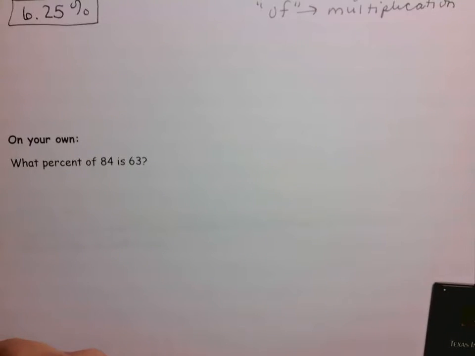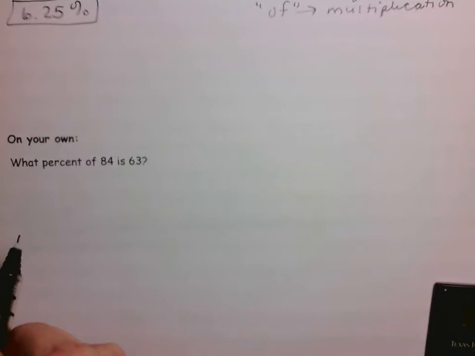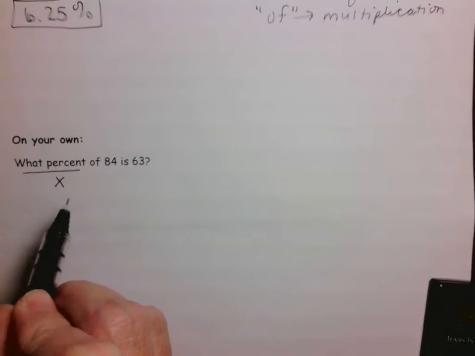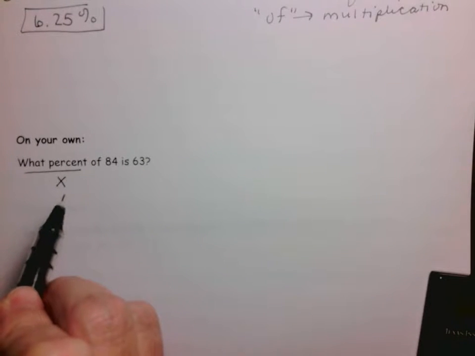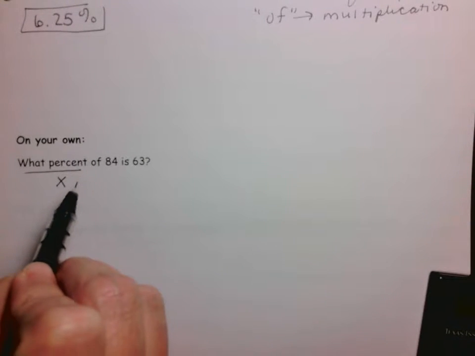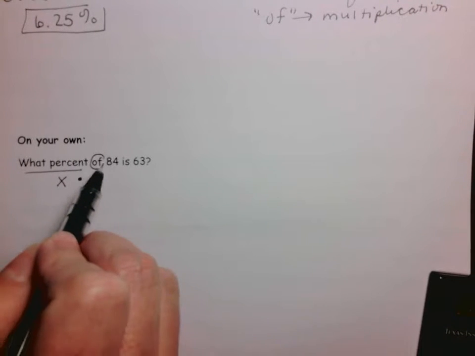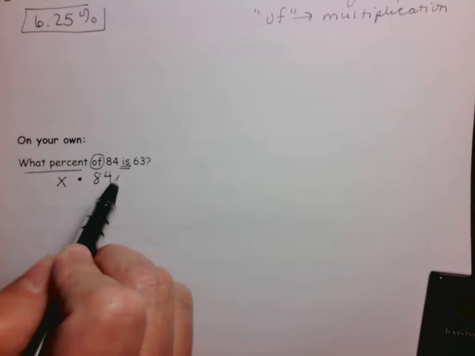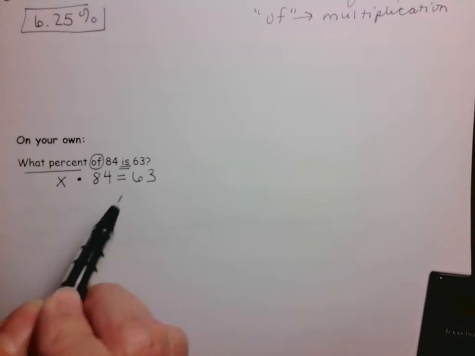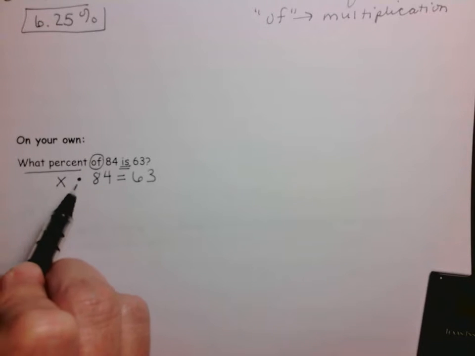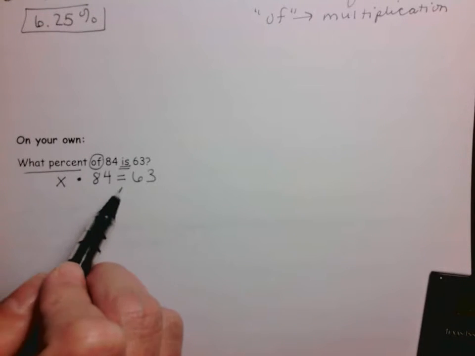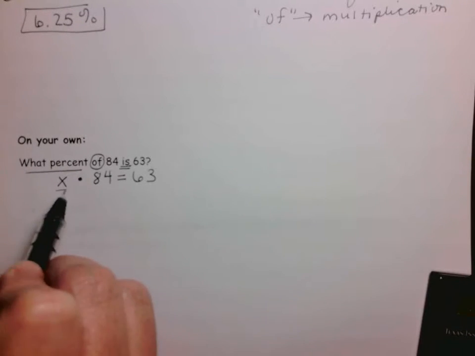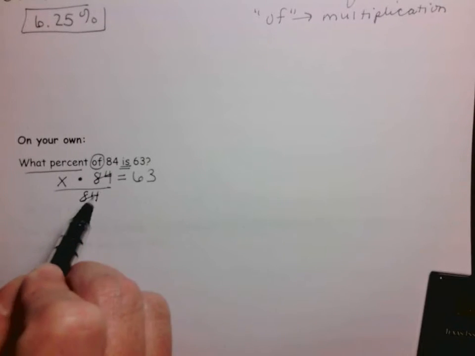Okay, so it says what percent of 84 is 63? What percent, my variable. What means x, my variable. What percent is my variable, of is multiplication, 84, is means equals, 63. What percent of 84 is 63? And so then how do I do that? I just divide both sides by 84.